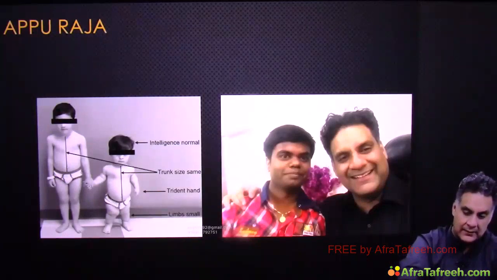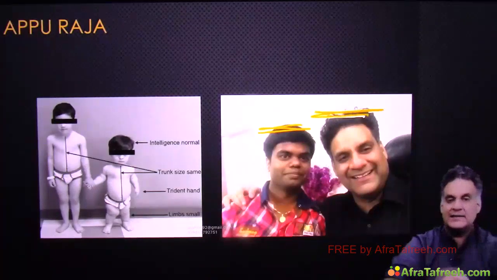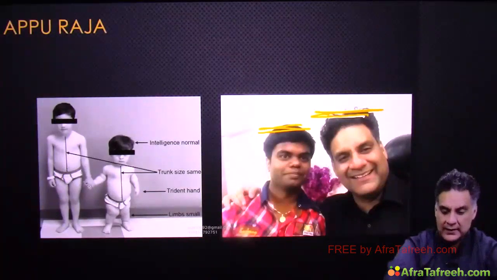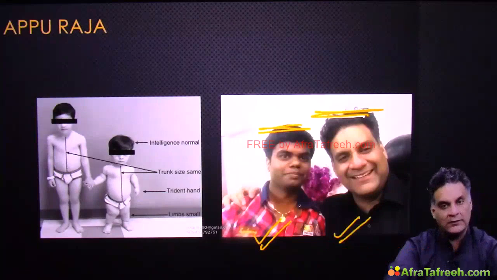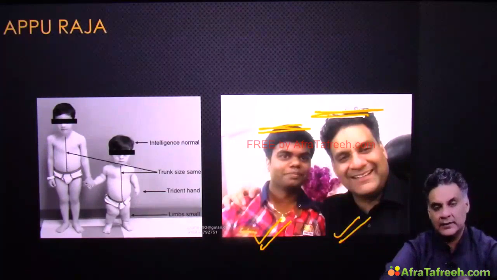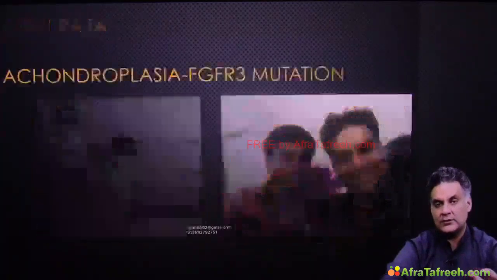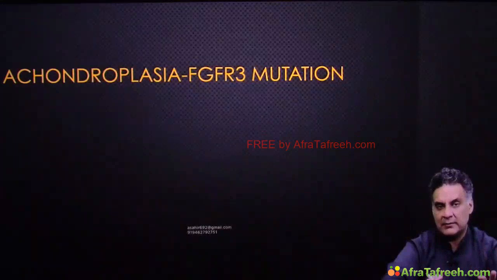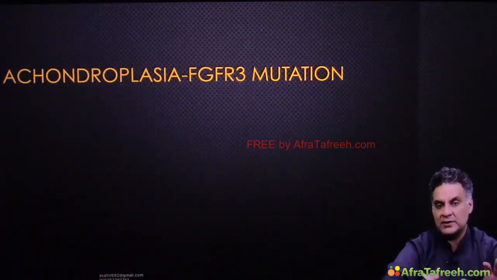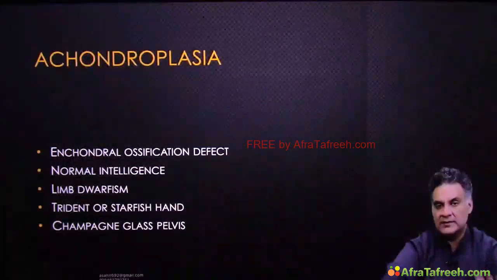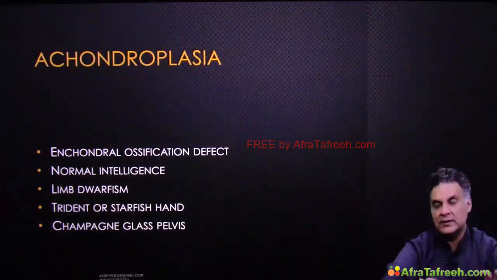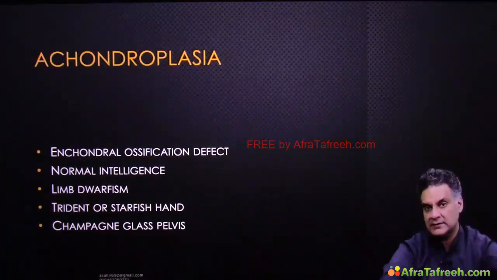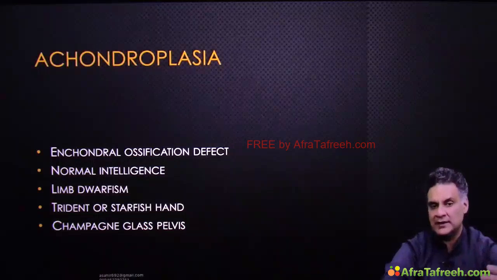I am sitting and this gentleman is standing. Our heights are still comparable. They are happy people. I'm smiling, always smiling, and he's also smiling. Other diseases in which you have smiling babies are Down syndrome and Angelman syndrome. Achondroplasia is a fibroblast growth factor receptor 3 mutation. In achondroplasia, the intelligence is normal. Even in the movie Appu Raja, the short-statured Kamal Haasan was more intelligent.